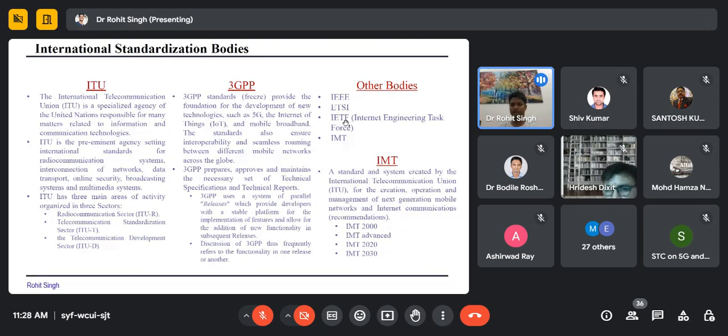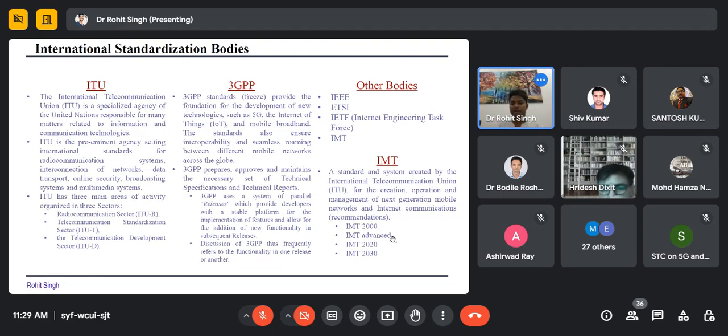In India, especially, we have the IETF, Internet Engineering Task Force, and IMT. First, let me discuss what IMT is. IMT is an umbrella which comes under ITU. In IMT, we formulate recommendations, meaning what the requirements of the next generation are and how these requirements could be fulfilled.